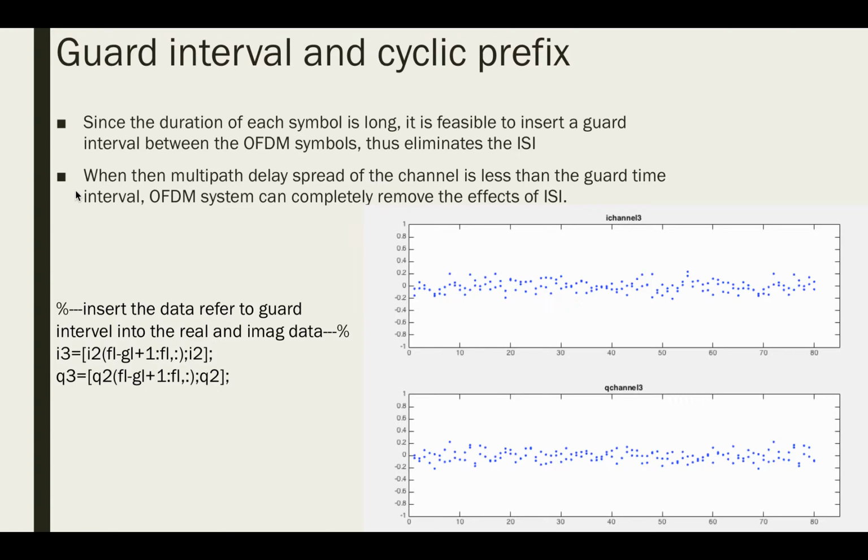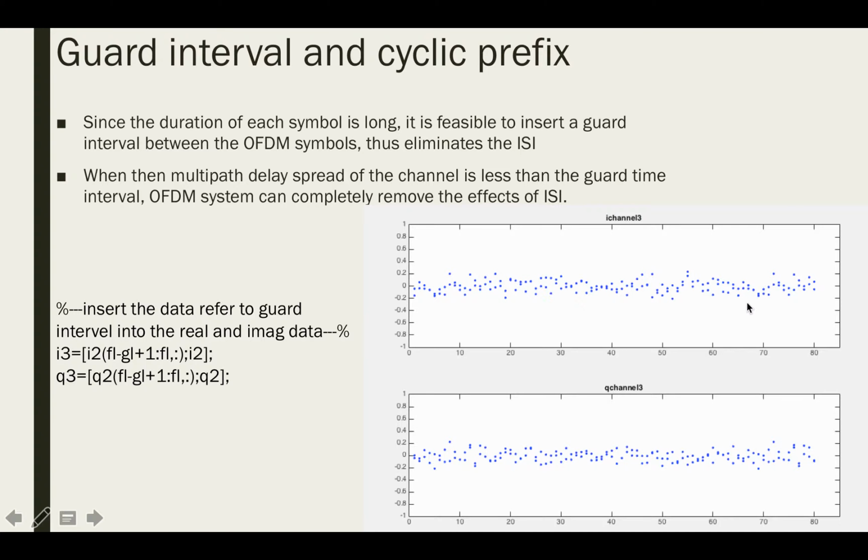Next part is the guard interval and cyclic prefix part. Since the duration of each symbol is long, it's feasible to insert a guard interval between the OFDM symbols, thus eliminating the ISI. That's how OFDM works. And when the multipath delay spread of the channel is less than the guard time interval, the OFDM system can completely remove the effects of ISI. And in my lab, only 2 lines of code can achieve this.